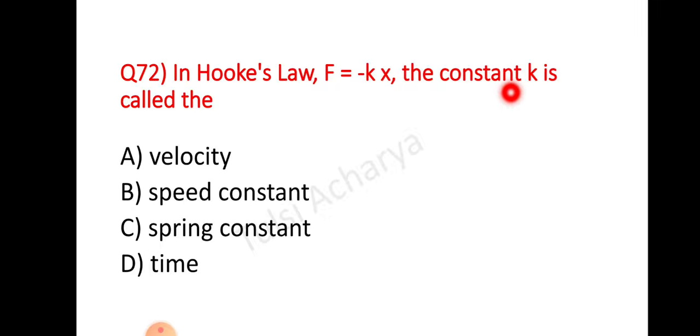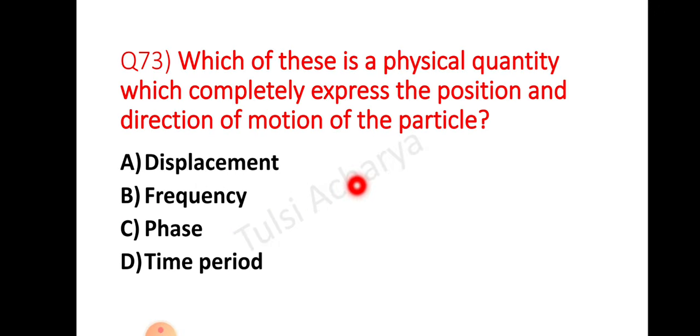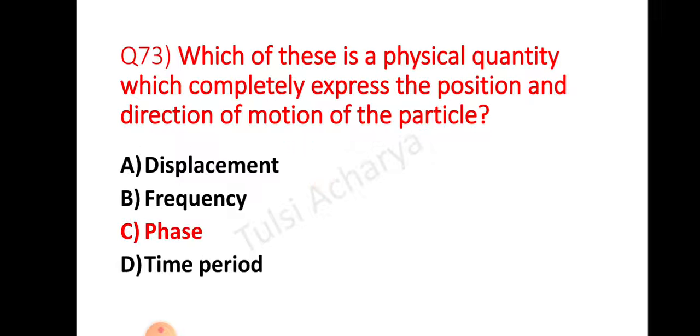The constant k is called the spring constant, that is option choice C. Now let's move to question number 73. Which of these is a physical quantity which completely expresses the position and direction of motion of a particle? For the position and direction of motion of a particle, we must know the phase, that is option choice C is the correct answer for question number 73.